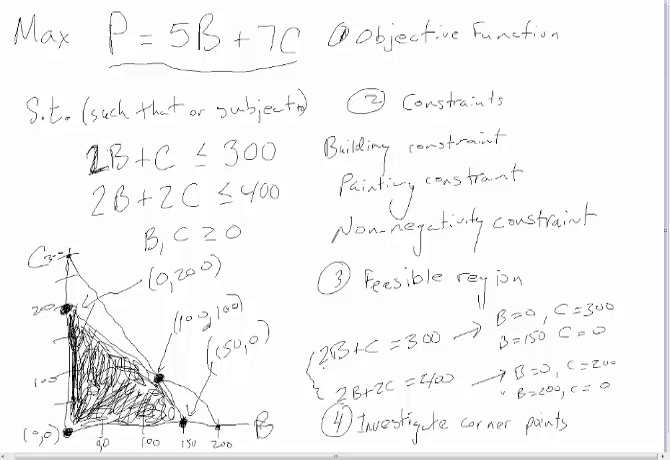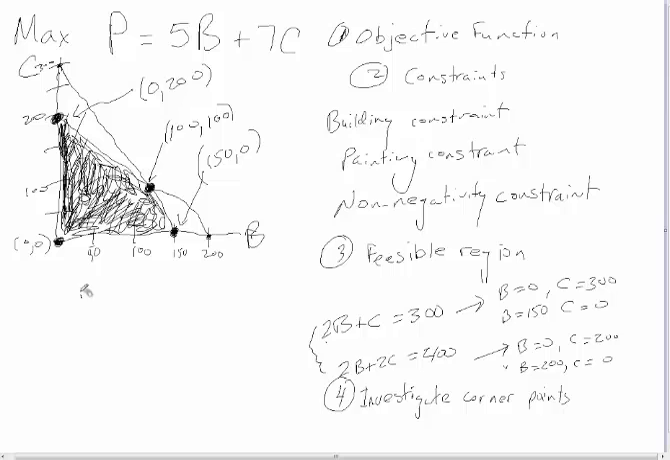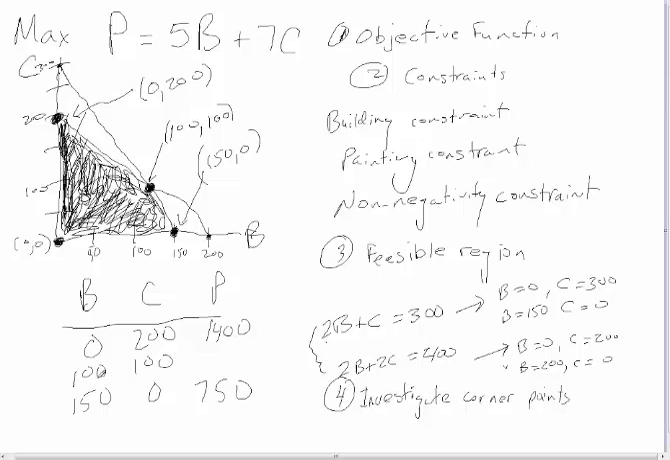So here are our corner points. At one of these points, we are going to have our maximum profit. So let's investigate corner points. We've got boats, we've got cars, and what's our profit going to be? If I've got 0 boats and 200 cars, or 100 boats and 100 cars, or 150 boats and no cars, the profit for 200 cars will be 7 times C, which is 1400. If we make all boats, we're going to have 150 times 5, which is 750. And if we make 100 of each, that will be $500 for boats, $700 for cars, which is 1200. So it looks as if what they should do is make all cars to maximize profit.